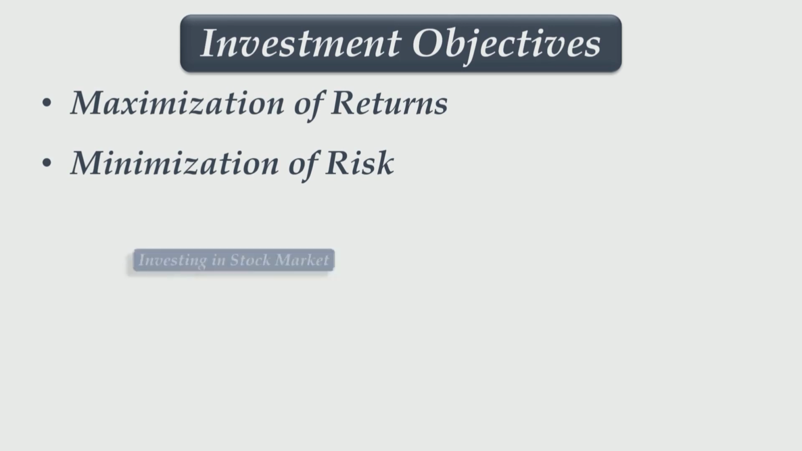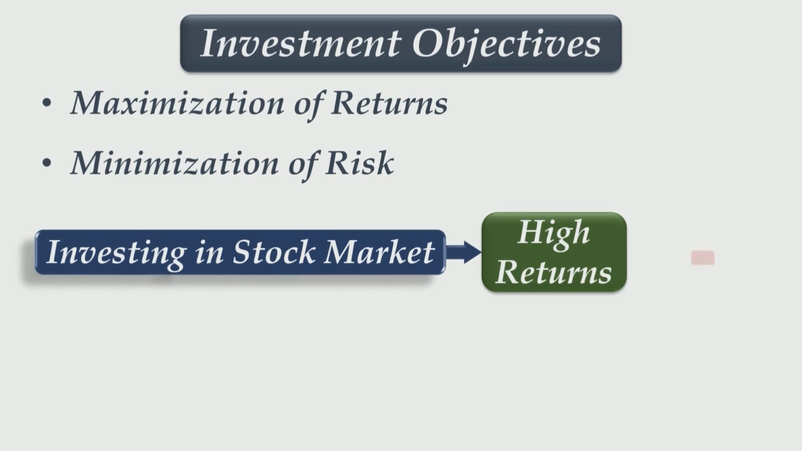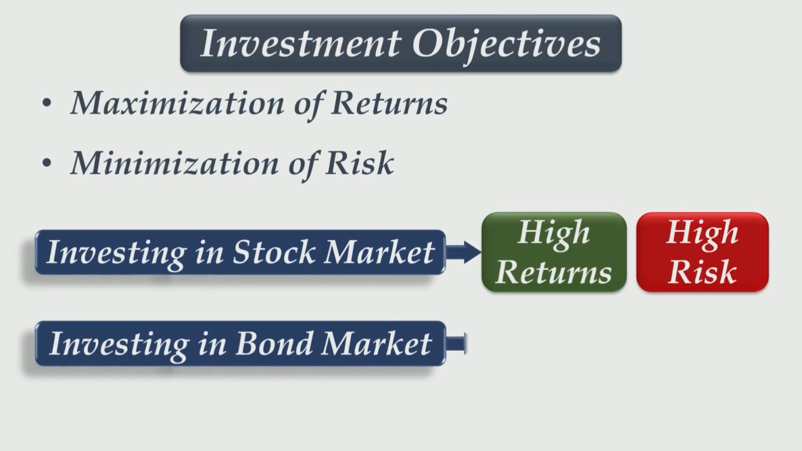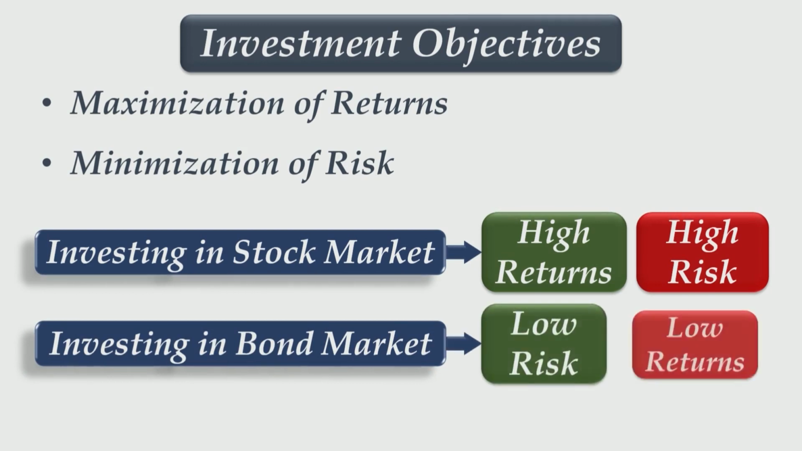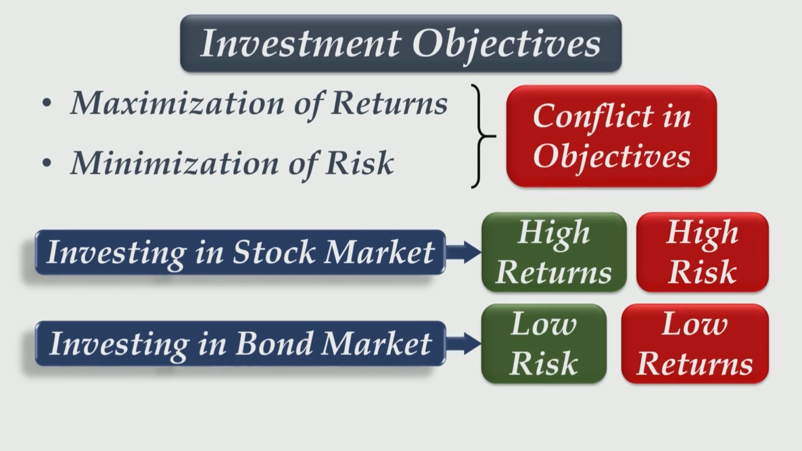Say you think of investing in the stock market: you will be benefited with high returns, but there will be the trouble of high risk as well. Investing in the bond market will give you ease with respect to low risk, but you will have to compromise with low returns. So you may understand one thing very well: the two objectives, maximization of returns and minimization of risk, on an overall basis, are not both being achieved. One of the objectives you end up compromising when you invest in the stock or bond market. So we can say that we have conflicts in objectives.